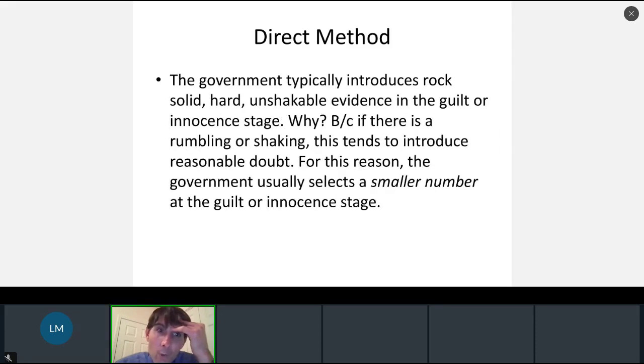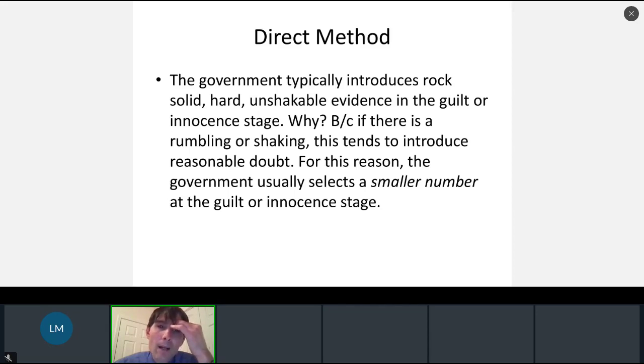The government typically introduces rock solid, hard, unshakable evidence in the guilt or innocence stage. Why? Because if there is the smallest shaking or rumbling, this tends to introduce reasonable doubt and gives the defense attorney the opportunity to argue to the jury, you know, the $30,000, you can see the government was reaching for straws here. So think about it. Use your common sense. They were reaching for straws. If they were reaching for straws on just $30,000, then what lengths would they have gone to reach for straws on $80,000, which is more than twice $30,000. So you can see that this is an invitation to the defense attorney to just go crazy.